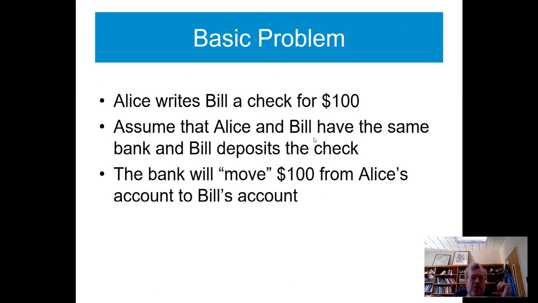So, our basic problem. This is the classic multi-user transaction problem, and it deals with having a bank account and moving money around. So let's say Alice writes Bill a check for $100, and we're going to keep the problem simple. We don't get rid of the problem by having multiple banks, but we're going to keep it simple by having one bank, and in fact one computer for the database, and we assume that Alice and Bill have the same bank and Bill deposits the check. So the bank will then move $100 from Alice's account to Bill's account, right? That's what you do when you get a check.